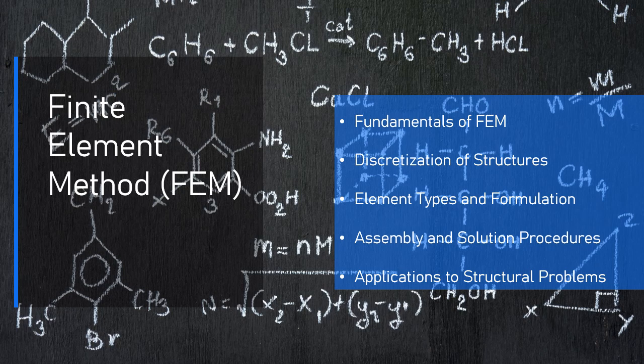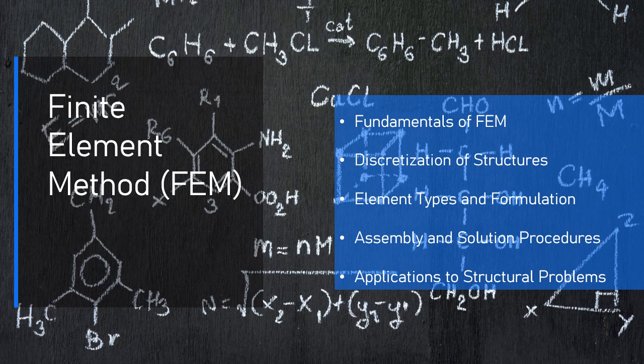For more complex elements like shells or solids, the formulation of the stiffness matrix involves integrating the shape functions over the volume or area of the element and taking into account the material properties.